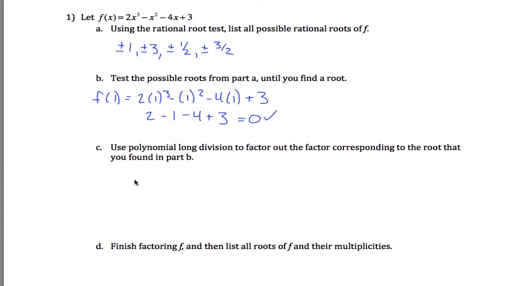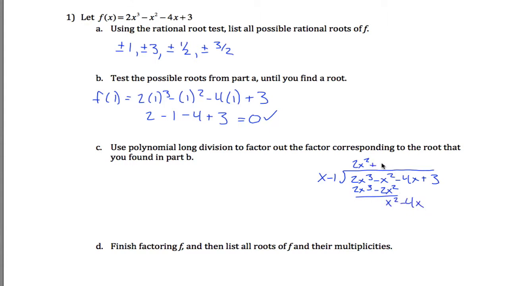Alright, use polynomial long division. If 1 is a root, x minus 1 is a factor. So x minus 1 must divide into 2x cubed minus x squared minus 4x plus 3. To get rid of the 2x cubed, we have to multiply by a 2x squared. 2x squared times x is 2x cubed. 2x squared times negative 1 is negative 2x squared. We subtract negative x squared minus negative 2x squared. It's the same as negative x squared plus 2x squared, which is 1x squared.